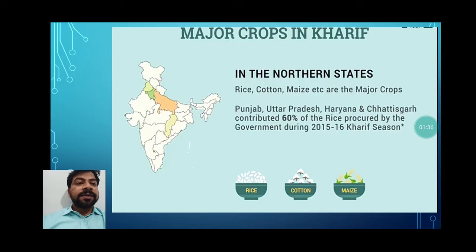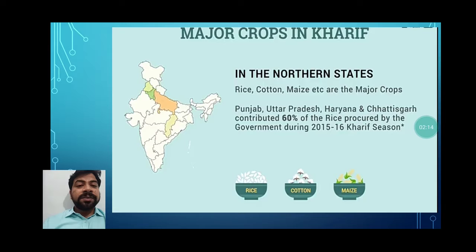In the northern states, the Kharif crops are rice, cotton, maize, etc. So these are the major Kharif crops grown in the states of North India. Some states contributed 60% of the rice in the year 2015-16. They are Punjab, Uttar Pradesh, Haryana and Chhattisgarh. Altogether they contributed 60% of the rice procured by the government during the 2015-16 Kharif season.